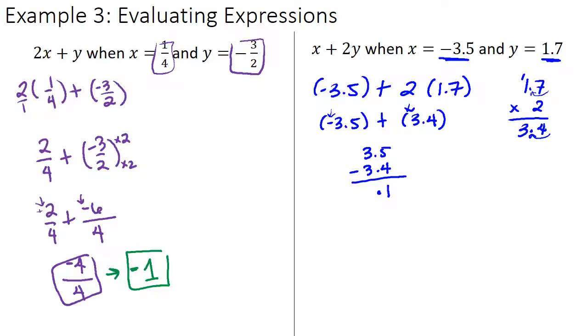Now I just need to decide if this 0.1 is positive or negative. So looking back here at my bigger number 3.5, it has a negative sign, so my answer is going to be negative 0.1.